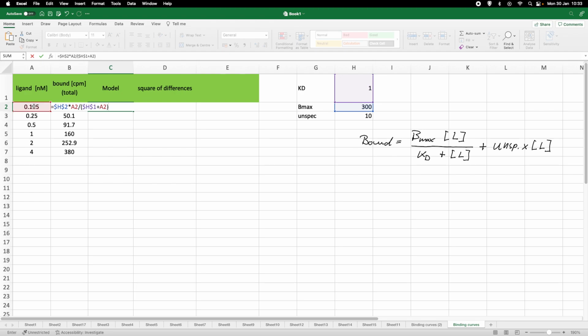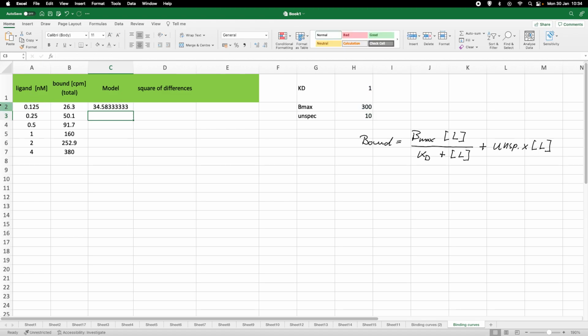So that is the specific part, that's this first term. And now we add the unspecific term, the gradient, and we lock that again, times the ligand concentration. Okay, so let's see what we get.